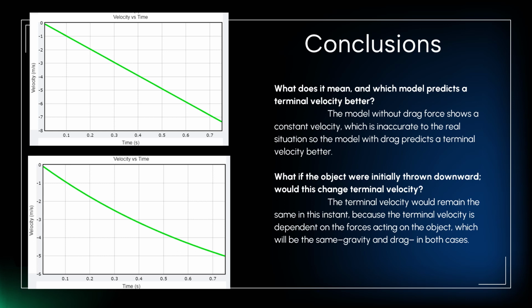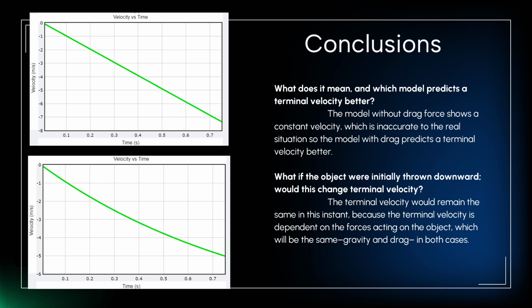In conclusion, what does this mean, and which model predicts a better terminal velocity? Of course, the model without drag force shows a constant acceleration, which is inaccurate to the real situation. So the model with drag predicts a terminal velocity better.